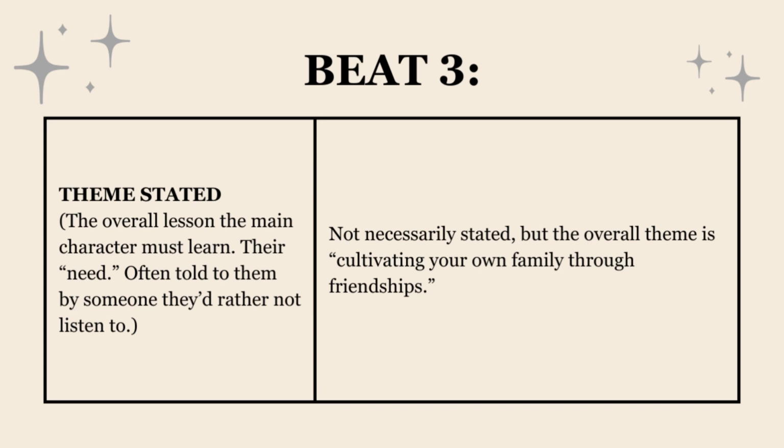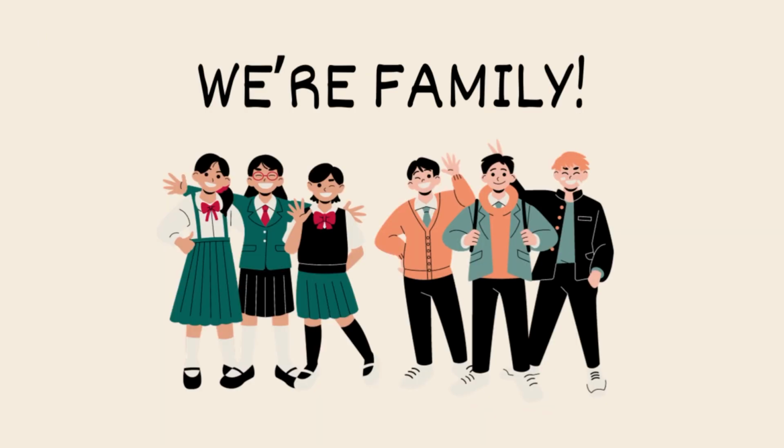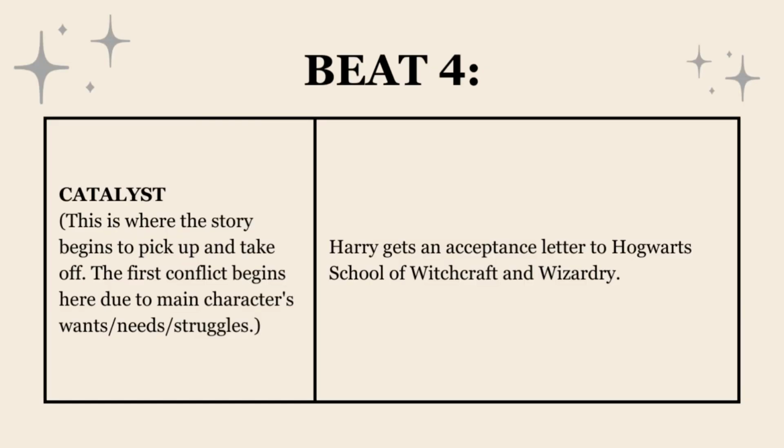The next beat is the theme stated. This is the overall lesson that the character must learn. This is their need. And it's often told to them by someone they'd rather not listen to. The theme in here is not necessarily stated, but I personally feel that the overall theme is cultivating your own family through friendships.